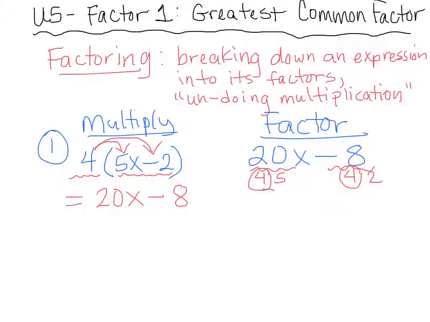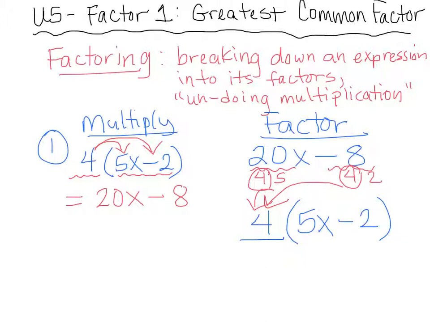So you pull that back out, right? It's kind of like dividing it out. That's our greatest common factor multiplier. And then you put back into parentheses what was left in that expression. So we divide out that 4. So 20x, divide out the 4, we're left with 5x. And the negative 8, we divide out the 4, we're left with a minus 2. Okay?